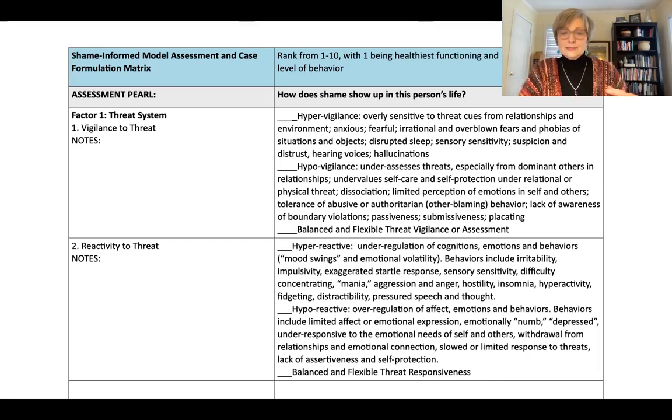Dissociation, numb, depressed, checked out, under-responsive to the emotional needs of self and others, withdrawn from relationships. Or again, flexible but responding, can become active and respond and react to situations, can also calm and be settled in their responses.